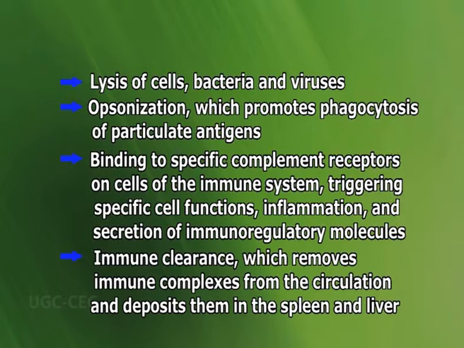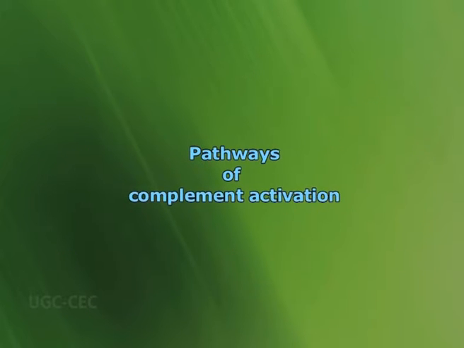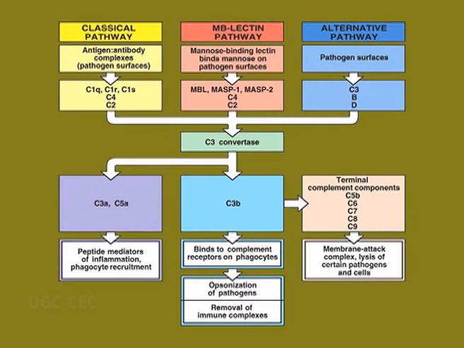Now, let us have a look at pathways of complement activation. The complement activation can be divided into three pathways: classical, lectin, that is mannose binding protein, and alternative, all of which result in the activation of C5 and lead to the formation of the membrane attack complex, that is MAC. The three pathways differ in the way C5 is broken down, but after that the formation of MAC is essentially the same.